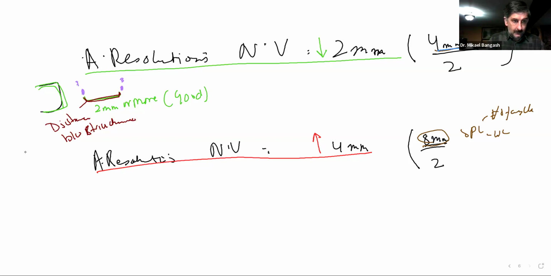Whereas, let's say we had the same transducer, likewise, we have two structures. In this case, if the distance here between these two structures was less than 2 millimeters, that would have led us to a bad axial resolution.